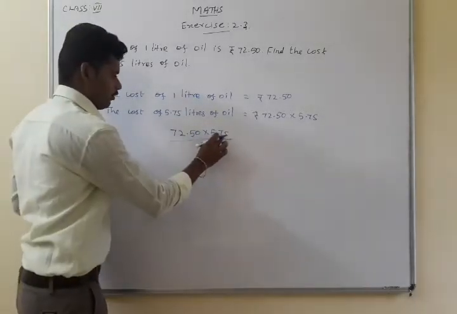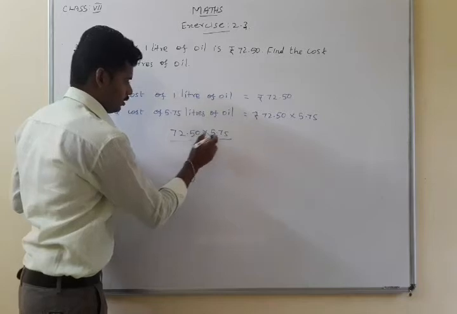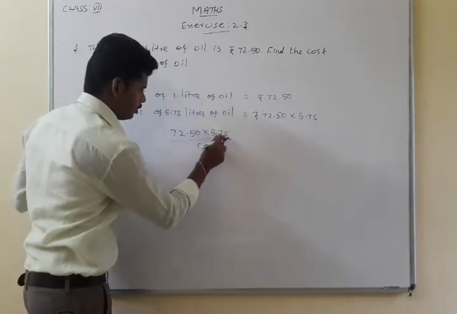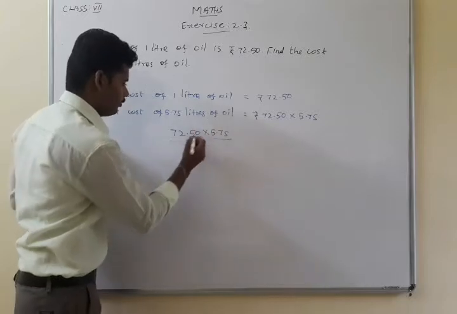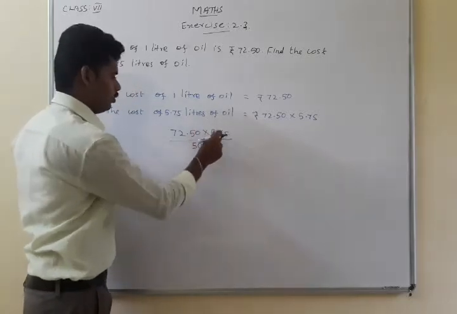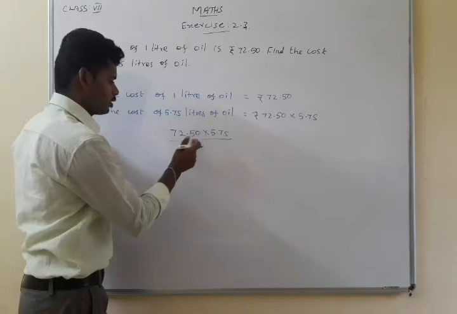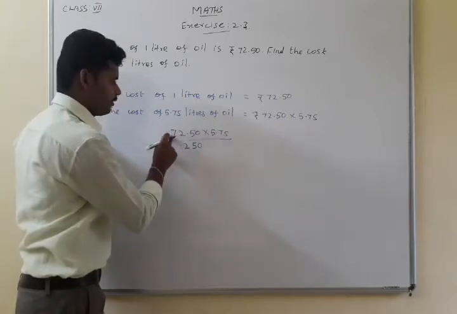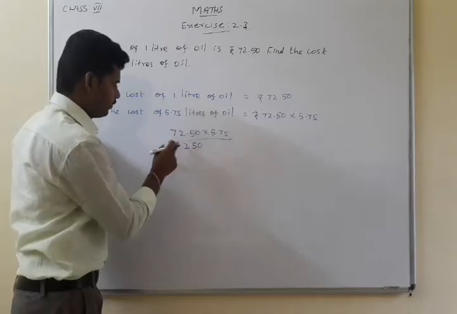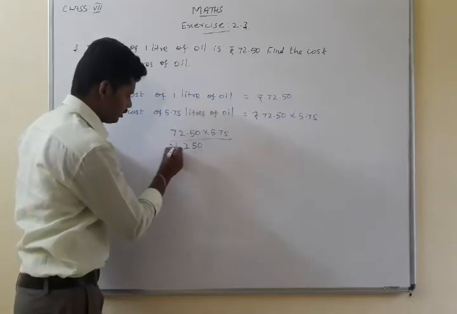First 5 zeros are 0. 5 5s are 25. 25 plus 25. Remainder 2. 5 2s are 10. 10 plus 2, 12. Remainder 1. 5 7s are 35. 35 plus 1, 36.